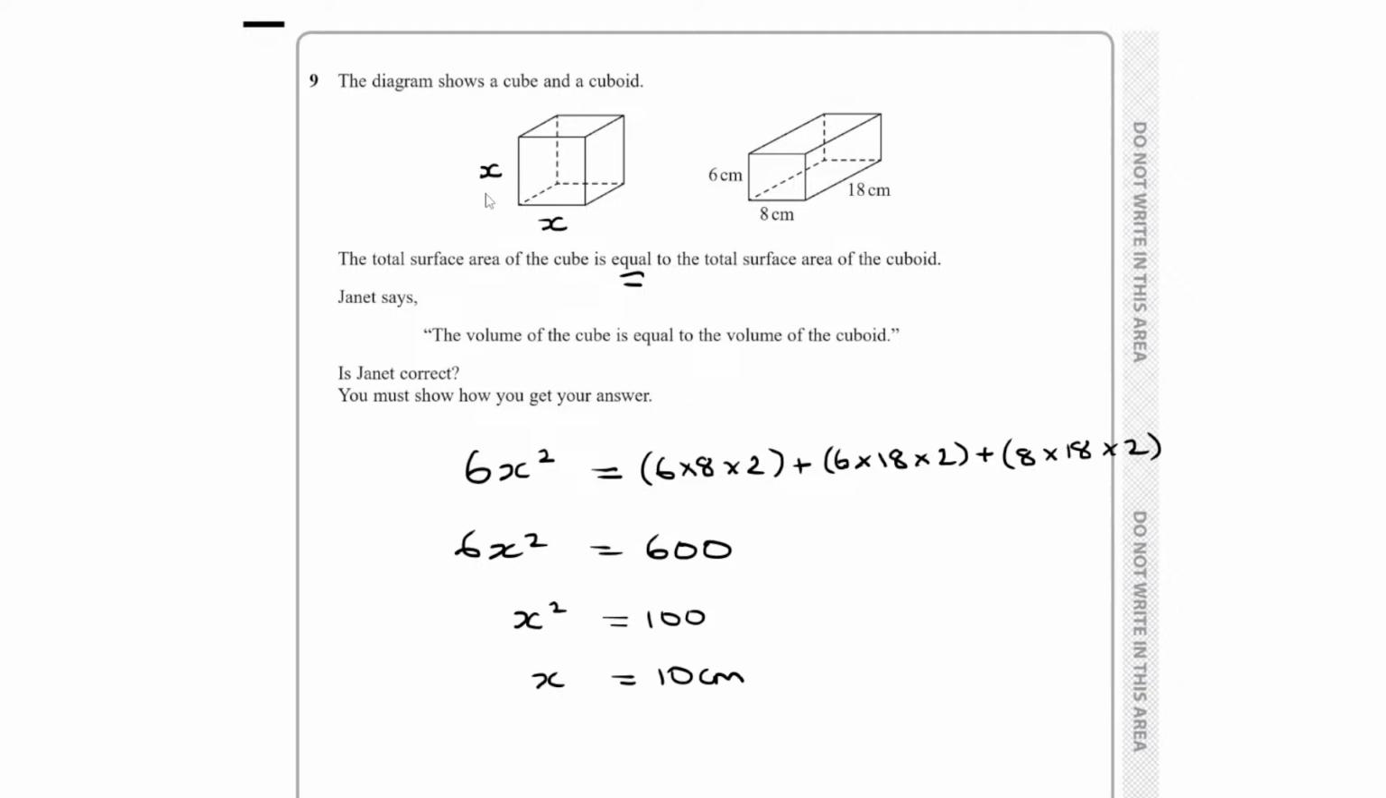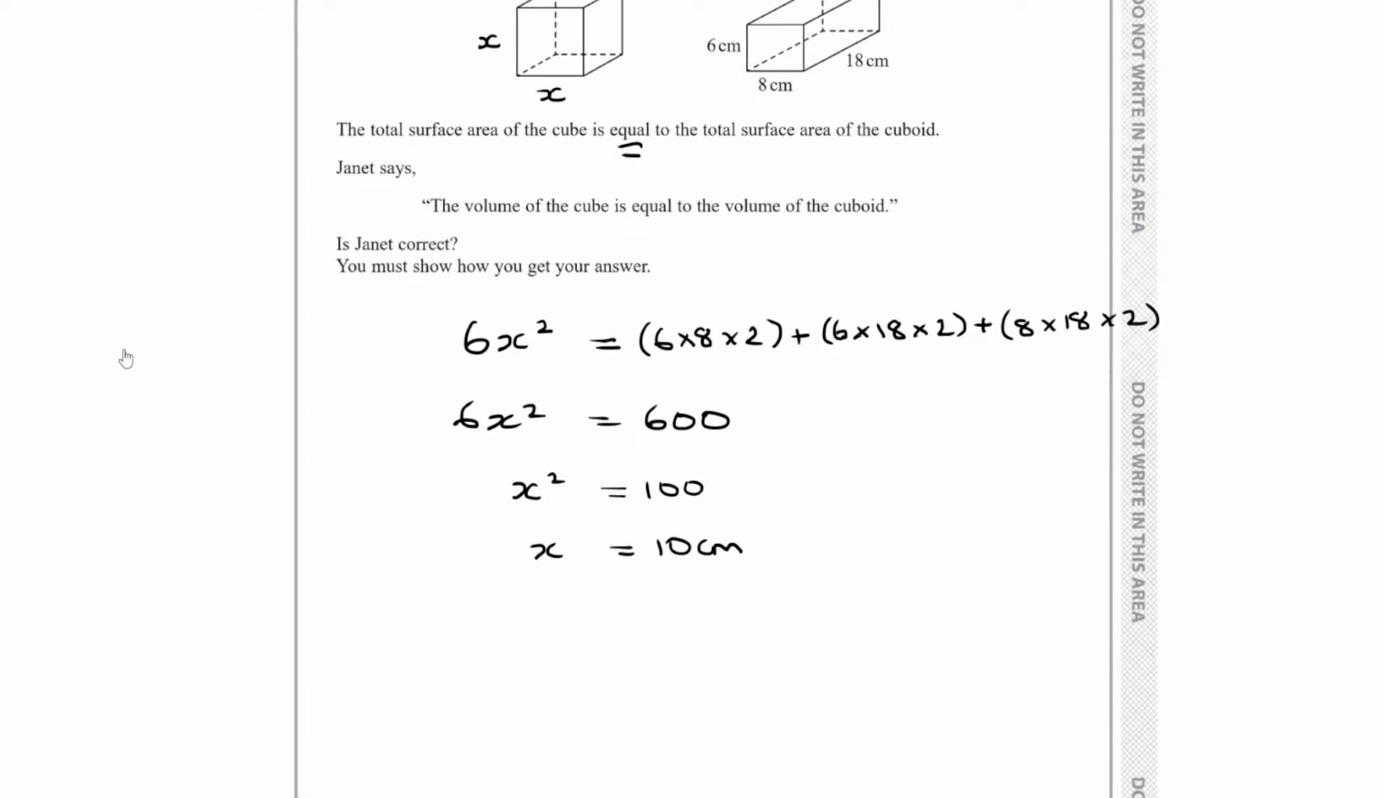So our cube is 10 centimeters by 10 centimeters by 10 centimeters. So that's the first bit. Then I would go on to the volume and say, right, is Janet correct? Is the volume of the cube equal to the volume of the cuboid? Well, let me work out both.